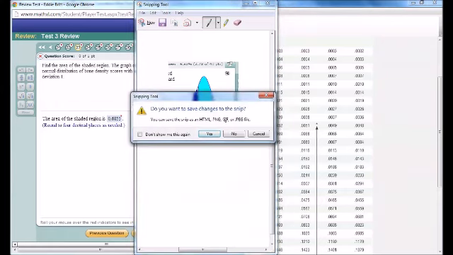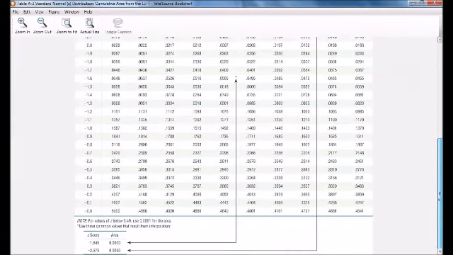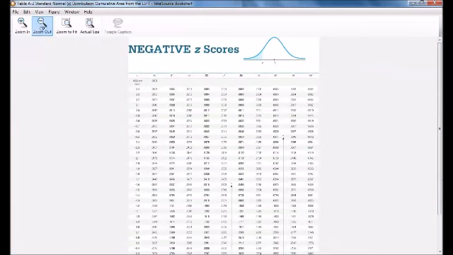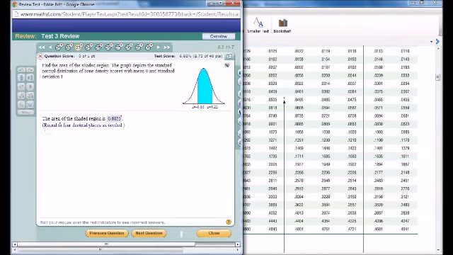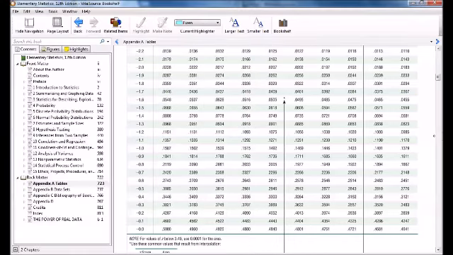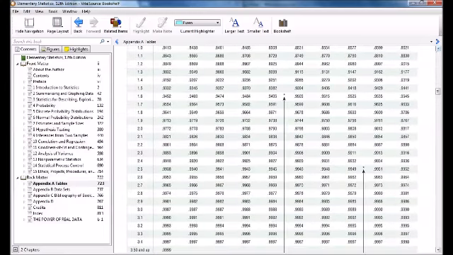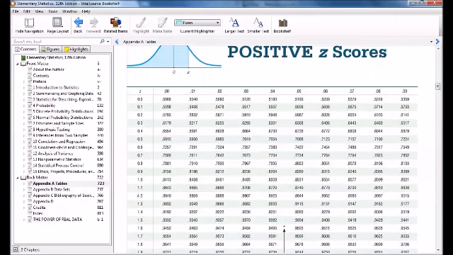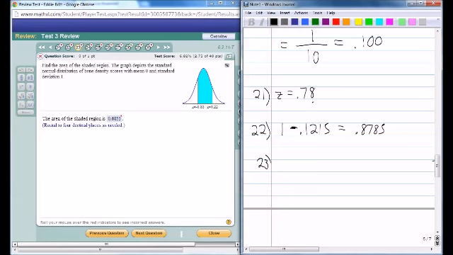Find the area for 1.22. Let's go to our table. Zoom out here. I think it just opened up in the window. Yeah, there we go. So again, we were looking for z equals 1.22. That's negative z-scores, positive z-scores. 1.22. That's 0.8888. So 0.8888. That's the area up to that point.